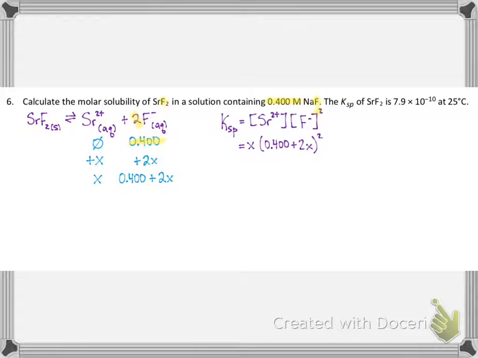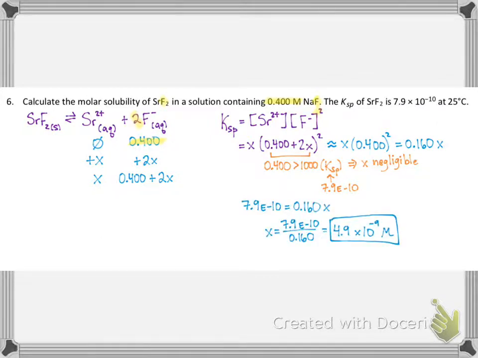You probably noticed that this was another perfect chance to use your approximation skills. Since the Ksp value, even times 1,000, is still less than 0.4 molar, X is definitely negligible, so we can simplify this enormously. And since we know what our Ksp value is, now we just solve for X. So we calculate a molar solubility of 4.9 times 10 to the negative 9th molar.